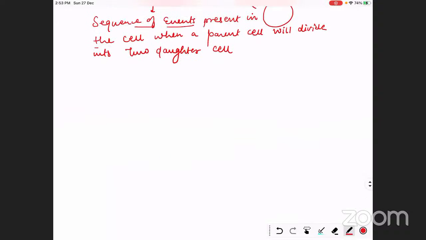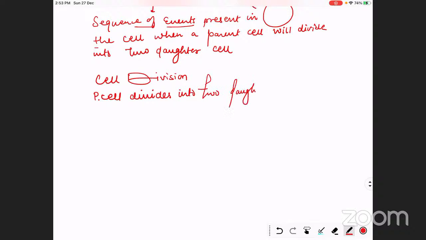Simple. So cell division: a parent cell divides into two daughter cells. Okay. Now the cell cycle. In the cell cycle, we will see the diagram first.